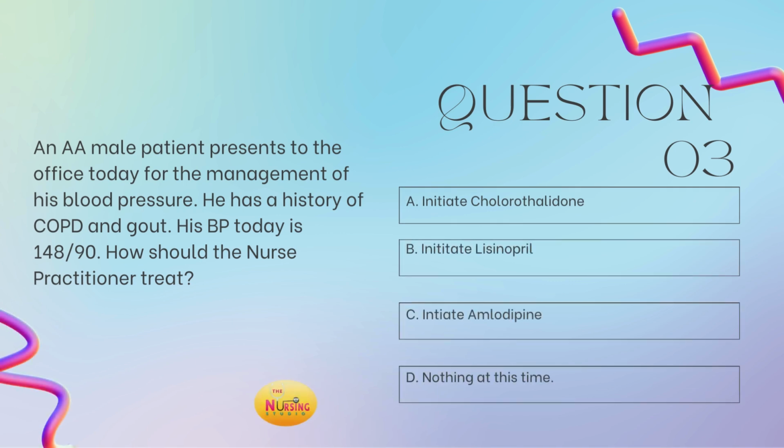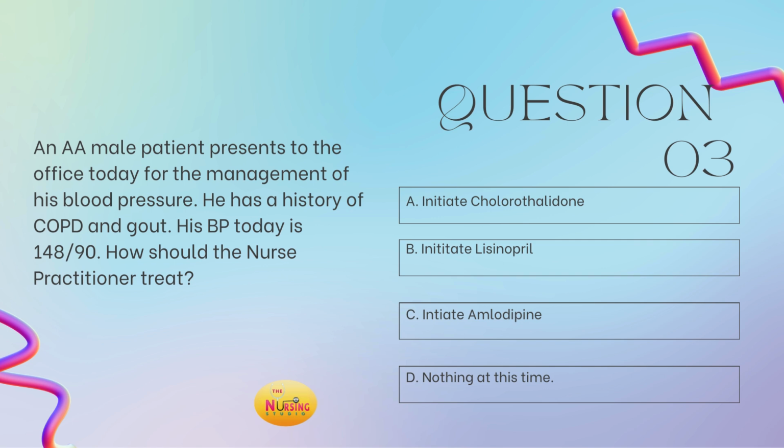All right, and question number 3. An African American male patient presents to the office today for the management of his blood pressure. He has a history of COPD and gout. His blood pressure today is 148 over 90. How should the nurse practitioner treat? Is it A, initiate chlorothalidone, B, initiate lisinopril, C, initiate amlodipine, or D, nothing at this time? Tell me what you got.